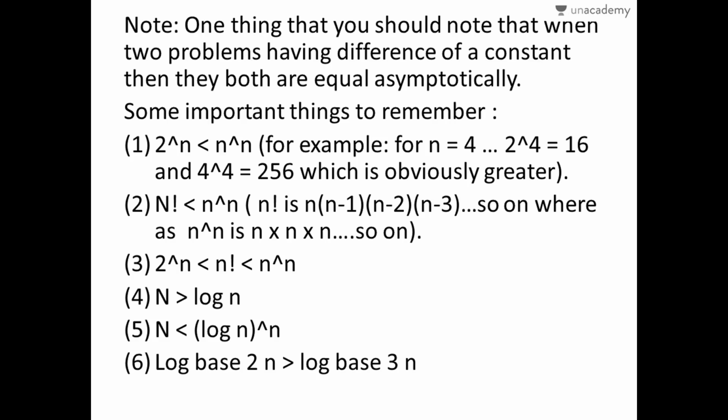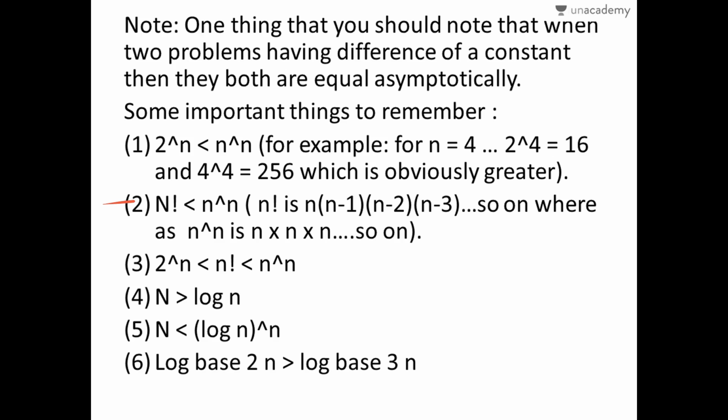If you look at the first property, it is saying that 2 to the power of n is smaller than n to the power of n. To prove this, let's put n equal to 4. Then you will get 2 to the power of n equal to 16 and n to the power of n, which will be 256. 256 is obviously greater than 16, that's why this rule came.